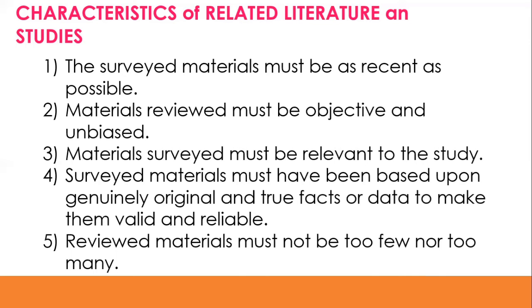And number three, characteristics: materials surveyed must be relevant to the study. So make sure that only materials that have some bearing or similarity to your research problem at hand should be reviewed. So you should no longer review those studies that have no direct bearing or impact to your own study. So only those which have bearing to your study. When I say bearing, they are somehow related.